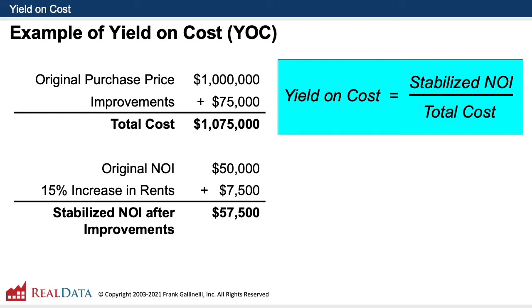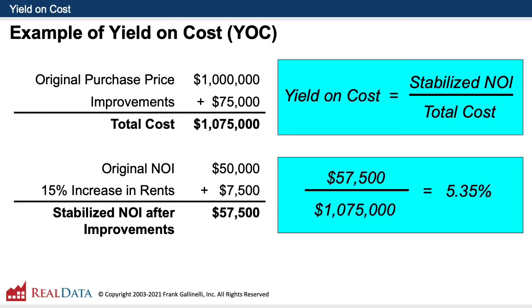Now let's use the yield on cost formula, which is basically just a lot like the cap rate formula. You see it here. YOC equals stabilized NOI divided by total cost. So with our example, YOC equals $57,500 divided by $1,075,000, or 5.35%.